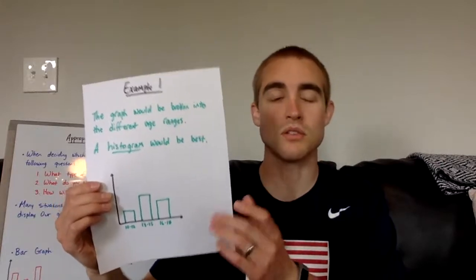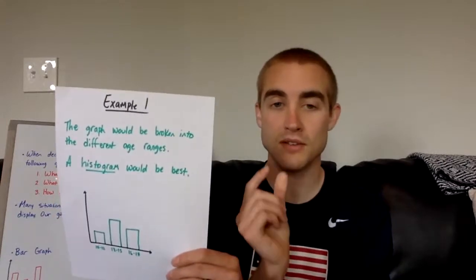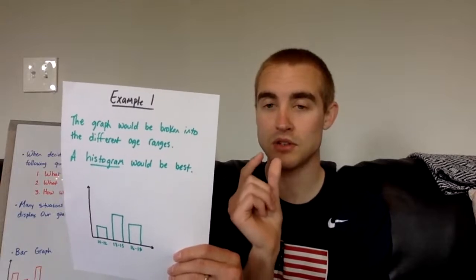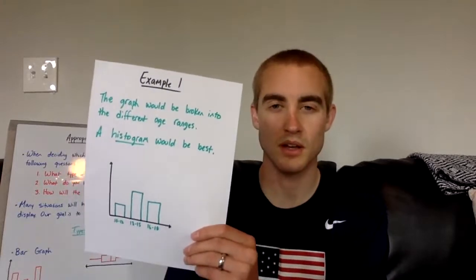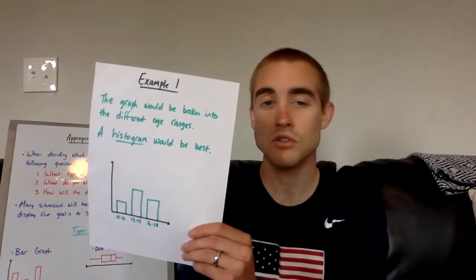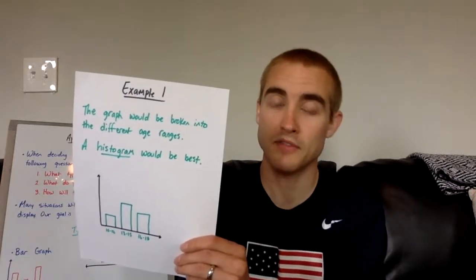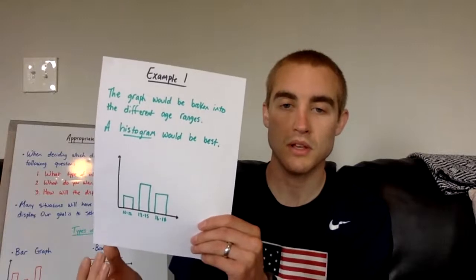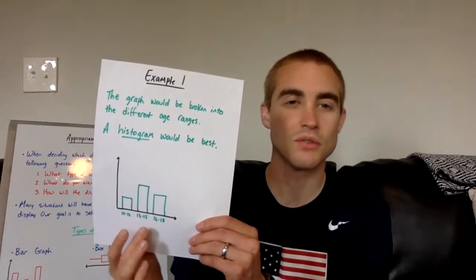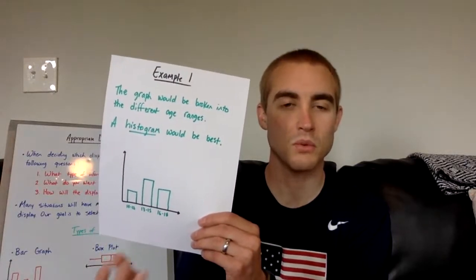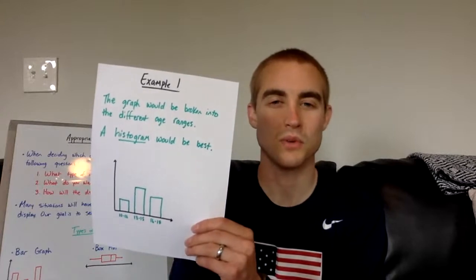Okay, so a histogram, because you're comparing different intervals of ages, that's why we would use a histogram for that one. Now, could you use something else? You might be able to use a bar graph, but I think because you are using the different intervals there, you break them into equal intervals, that would be the best way to do that.